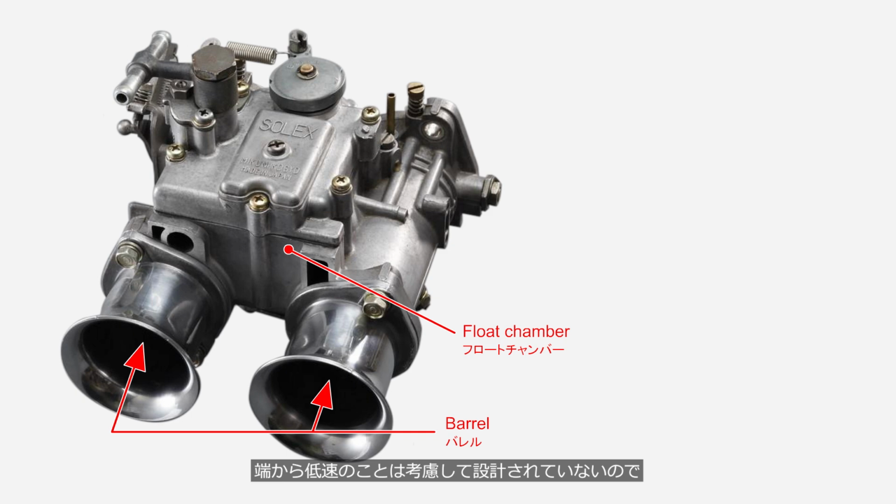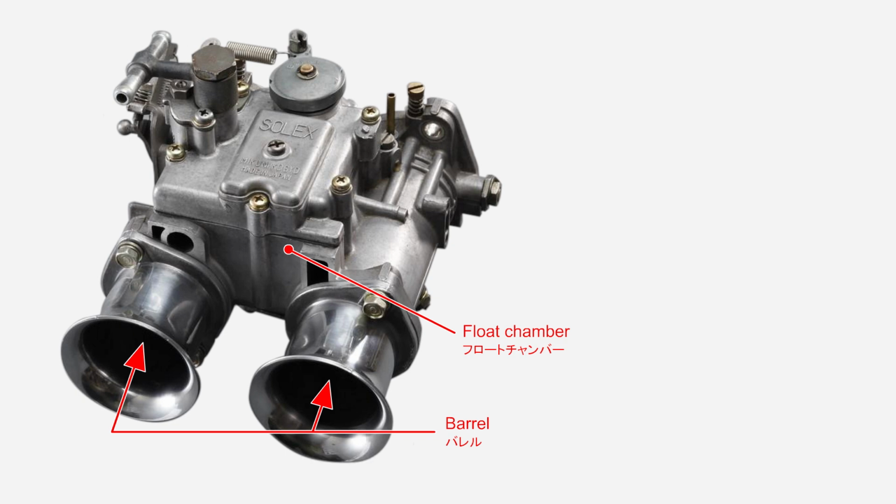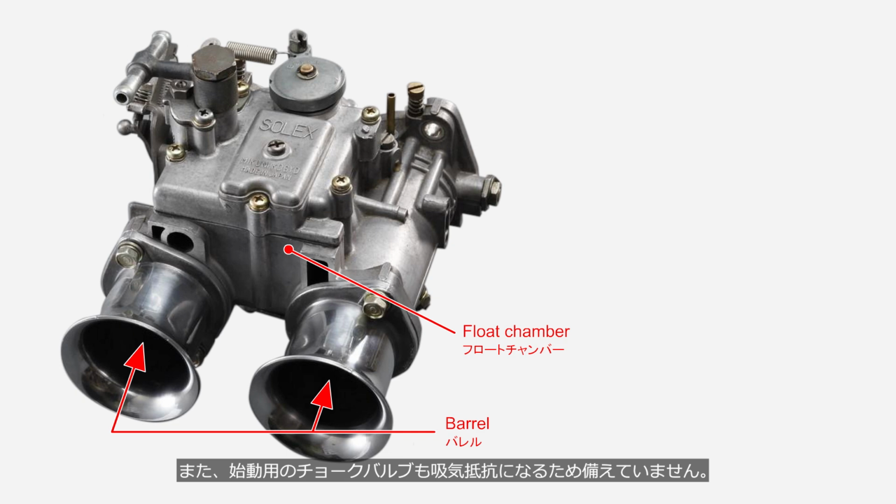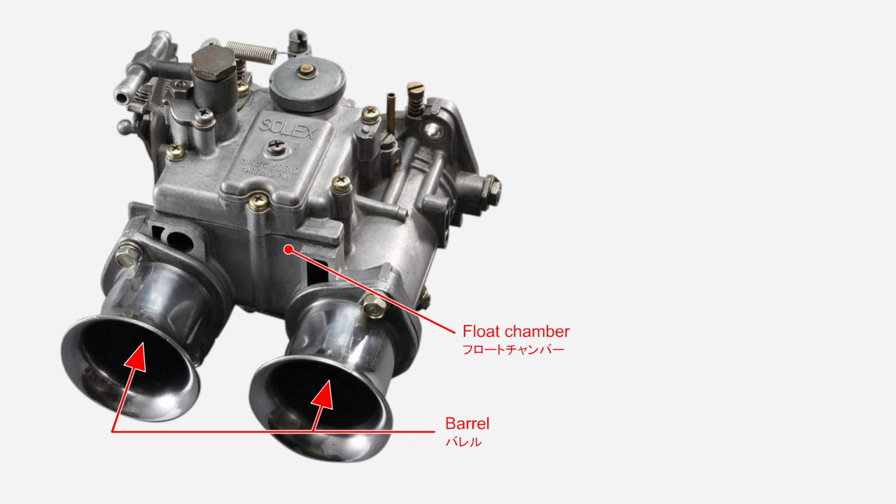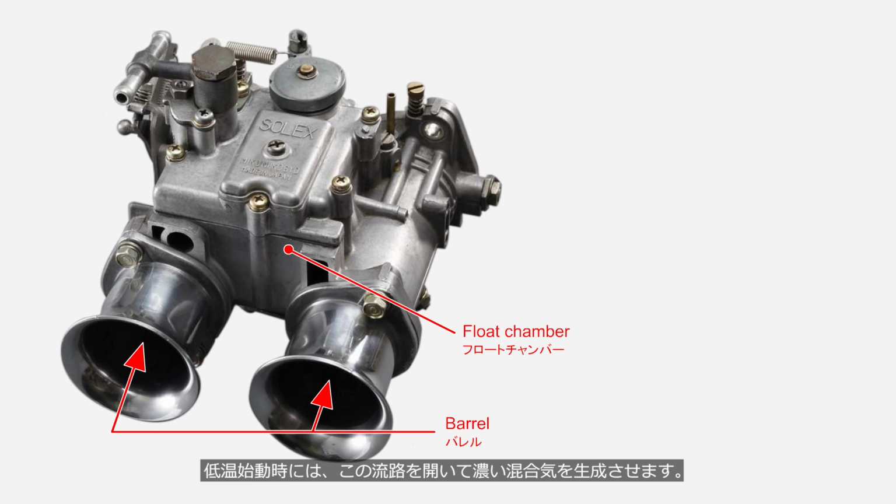Since they were not designed with performance at low engine speeds in mind, these carburetors could easily provide high output, but lacked flexibility at low speeds. Additionally, they do not have a choke valve for starting, as it would create intake resistance. For starting, they are equipped with a fuel passage that is opened and closed by a lever. During cold starts, this passage is opened to create a rich air-fuel mixture.